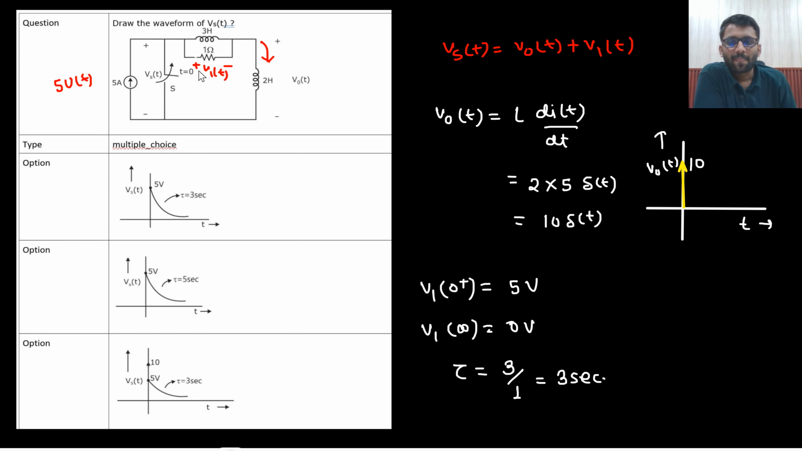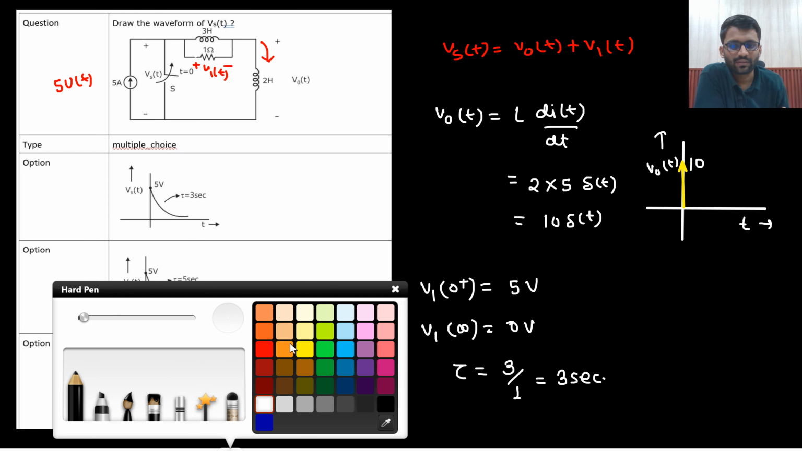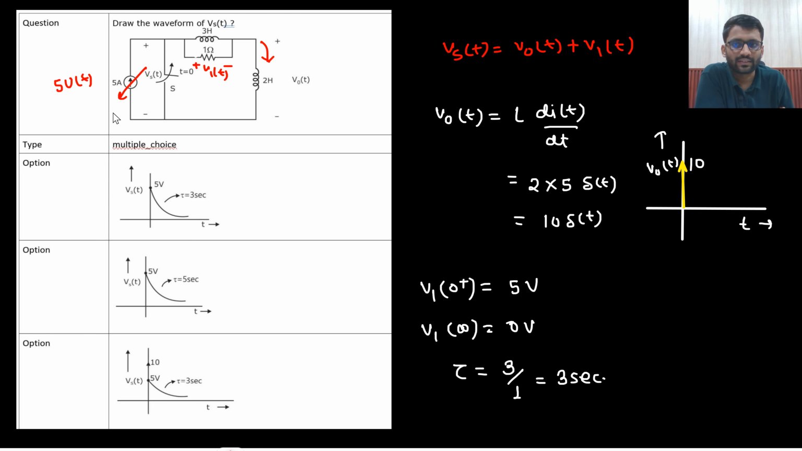Or how can you see it? For calculating the time constant, what do you do? You open circuit the 5 ampere current source. If you open circuit this, then what will be the equivalent inductance? This 2 Henry will not come in parallel, because this is open circuited. There is no current through this 2 Henry. You have to find the equivalent inductance here, so that will be 3 Henry only. And the equivalent resistance is 1 ohm. So 3 by 1, 3 seconds.